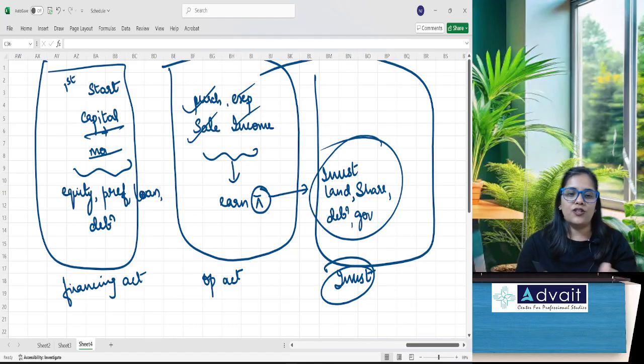It should be clear that anything which relates to capital or borrowing or long-term liabilities side of the balance sheet becomes a financing activity. Long-term asset side of the balance sheet becomes an investing activity. And any P&L item becomes an operating activity. Am I clear till here?